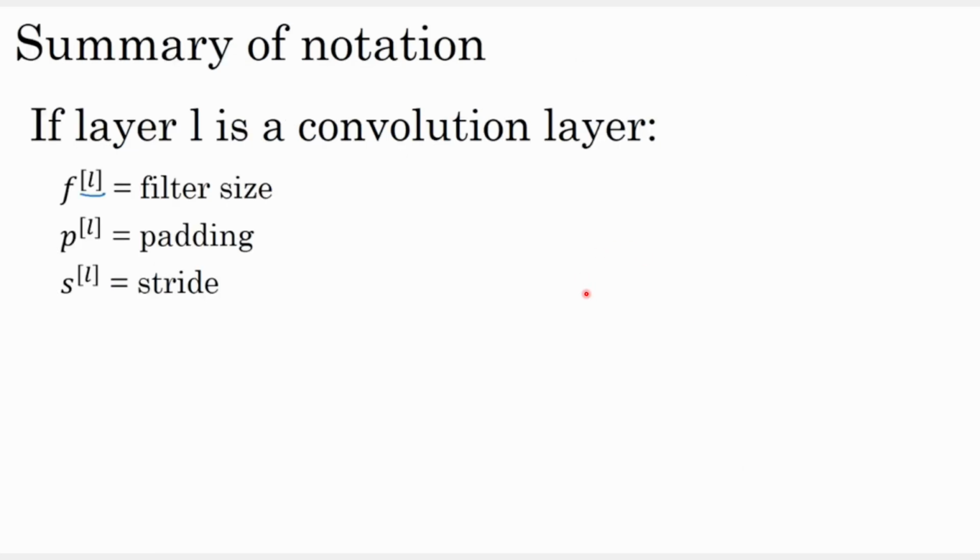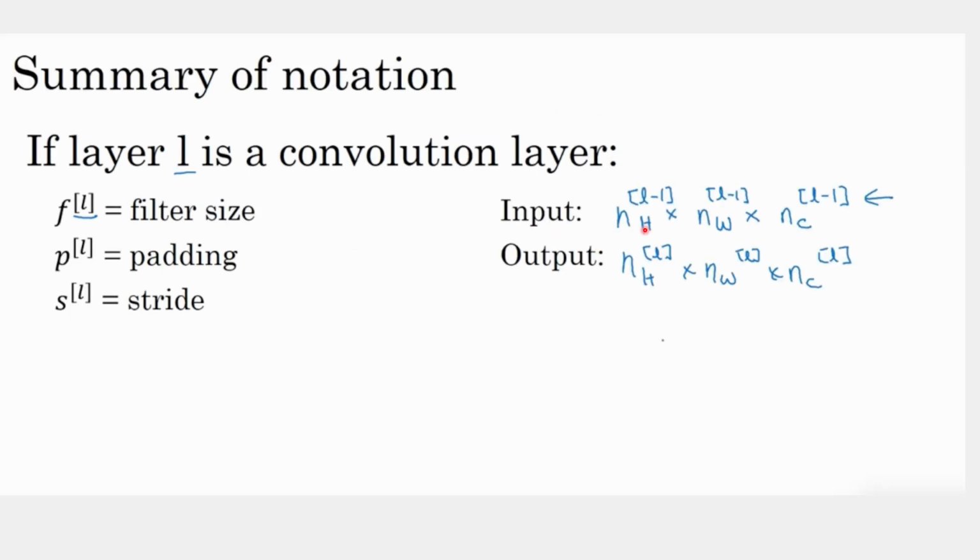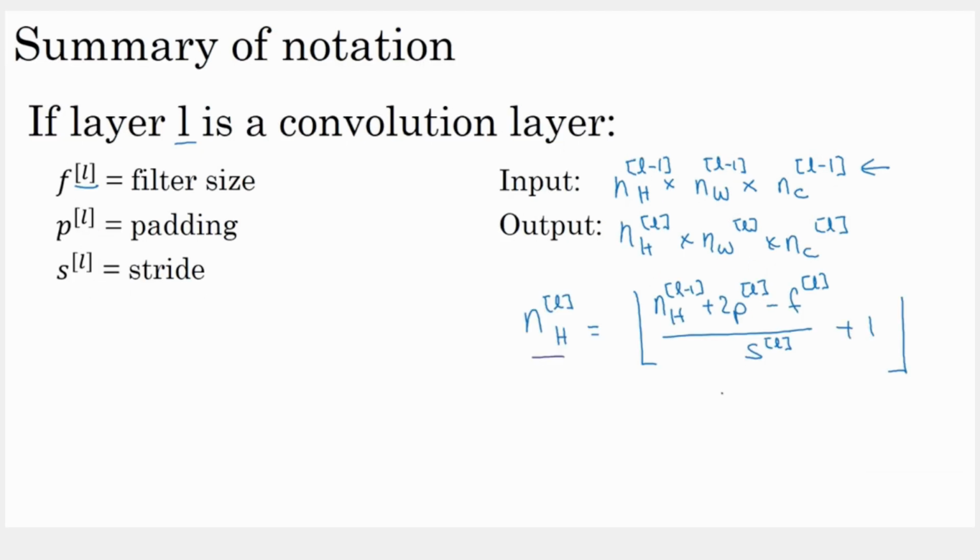Okay, now let's summarize what we have worked on. If there is a layer L in a convolution layer, then FL will be the filter size, PL will be the padding, and SL will be the stride of the convolution layer. The input can be imagined as height, width, and channel, with the dimensions of layer L minus 1. The previous layer is the input, and the output is the current layer.